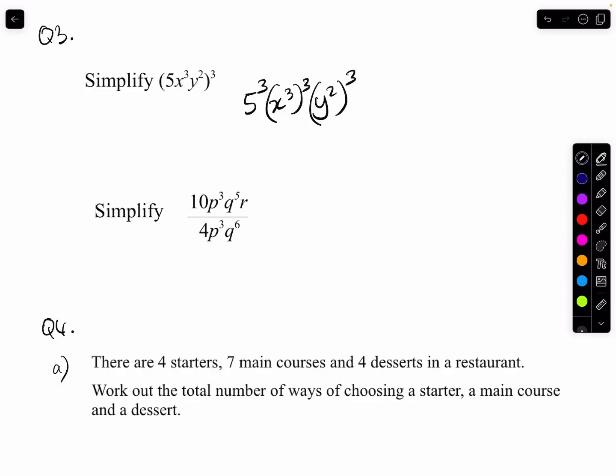So 5 cubed, that is 125. And what do you do when you have this? You multiply them. So that's x to the power of 9. And again, same for this, 2 times 3, that's y to the power of 6. So this is your final answer.